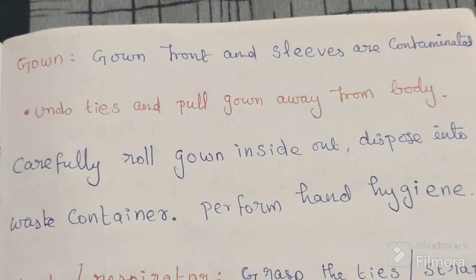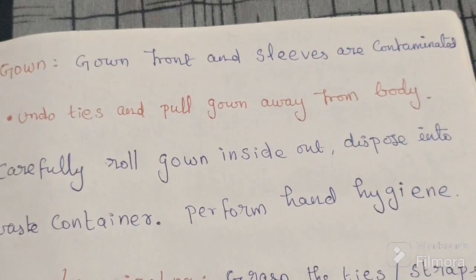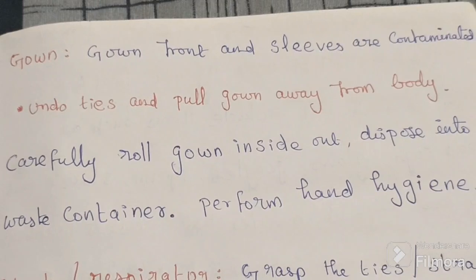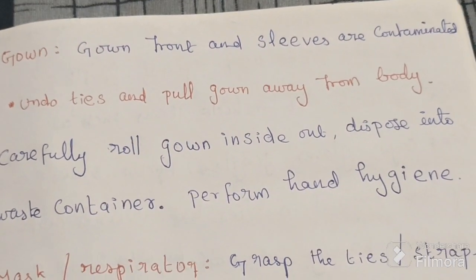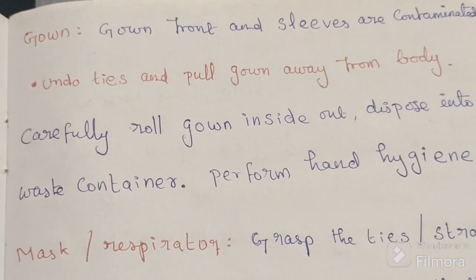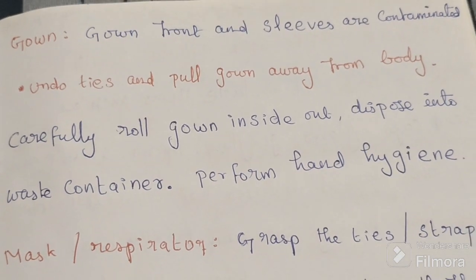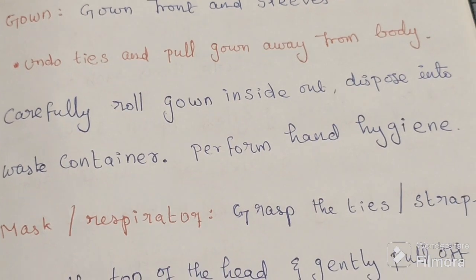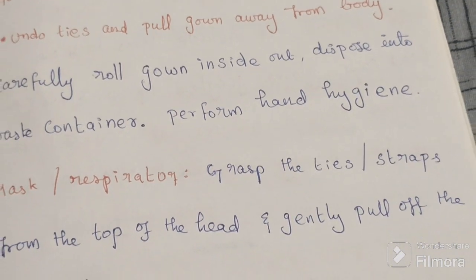Then the gown. The gown front and sleeves are contaminated. Untie the ties and pull the gown away from the body. Carefully roll the gown inside out. Dispose into a waste container. Perform hand hygiene.